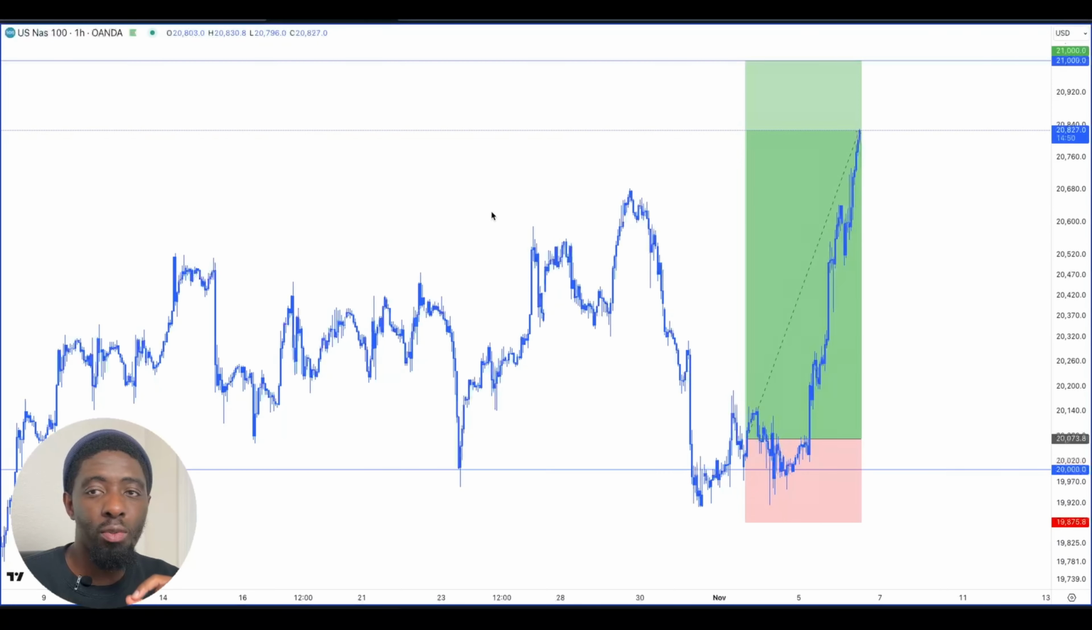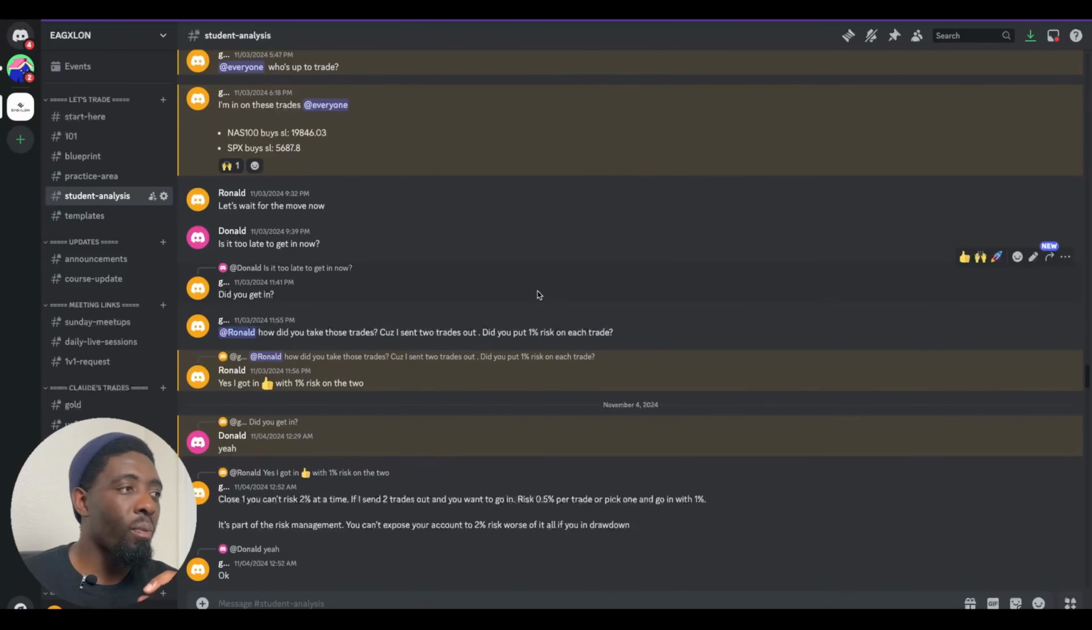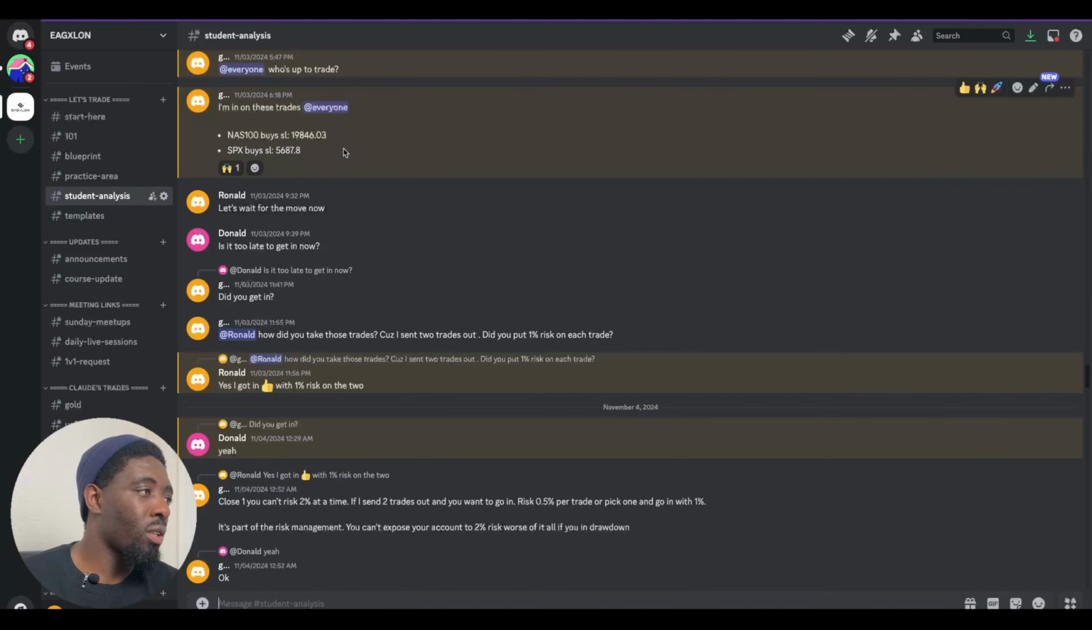So the first thing, let me show you guys. So I have right here, this is the NAS trade. So I had one trade on NAS 100 and I had another trade on the S&P 500. But before we do the trade breakdown, I'm just going to show you guys right here. So I sent this trade out in the community, and if you look right here, this was on November 3rd at about 6:18 p.m. my time, and I told the guys in the community I'm going in on this trade. So I had the NAS buys and my stop loss was right there. I had the S&P buys as well, and I had my stop loss right there.